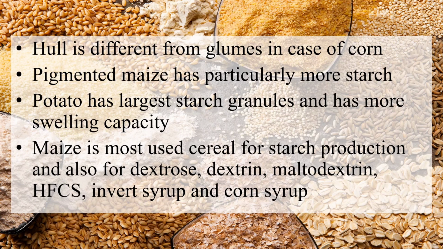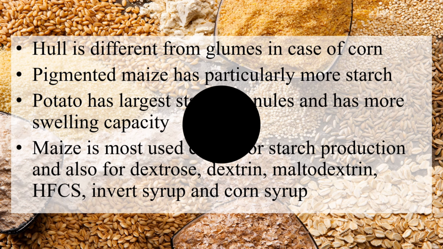Hull is different from glumes in the case of corn. Pigmented maize has particularly more starch. Potato has the largest starch granules and has more swelling capacity. Maize is the most used cereal for starch production and also for dextrose, dextrin, maltodextrin, HFCS, invert syrup, and corn syrup.